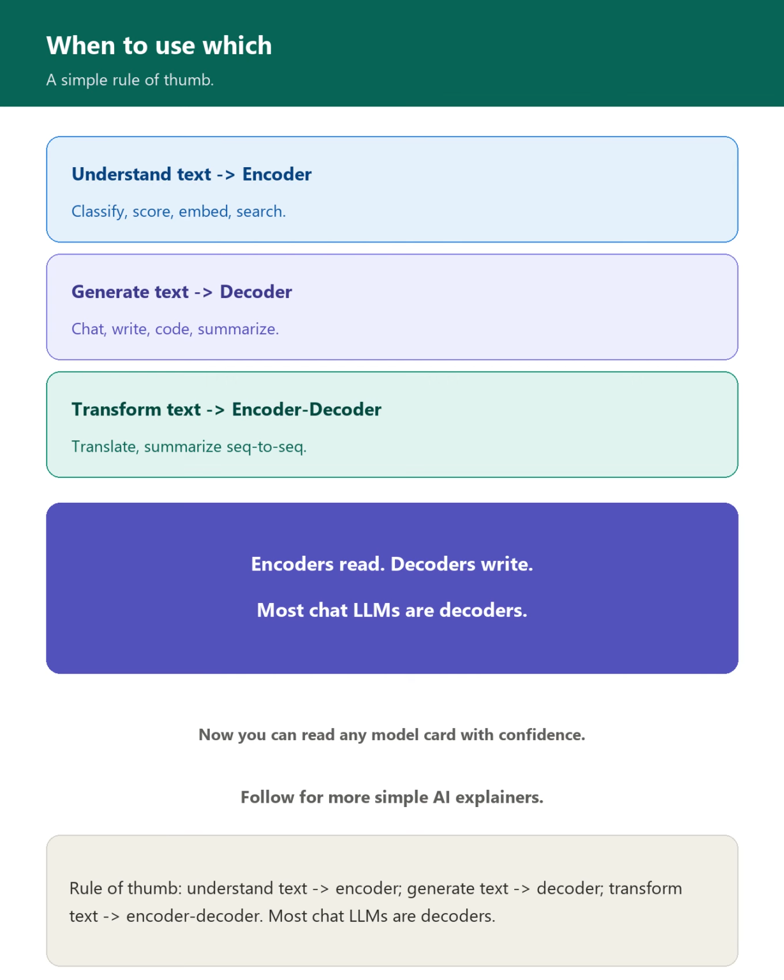So remember: need to understand text? Reach for an encoder. Need to generate text? Reach for a decoder. Need both? Use an encoder-decoder.